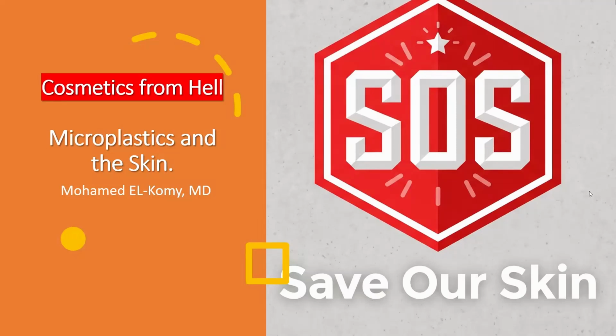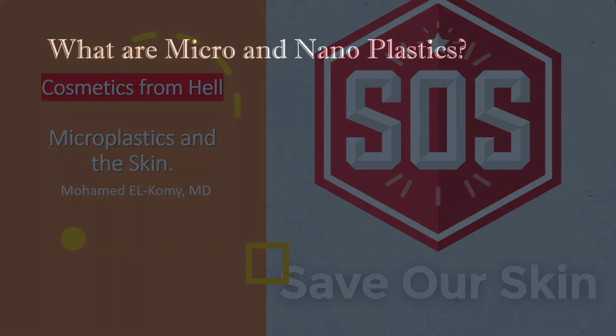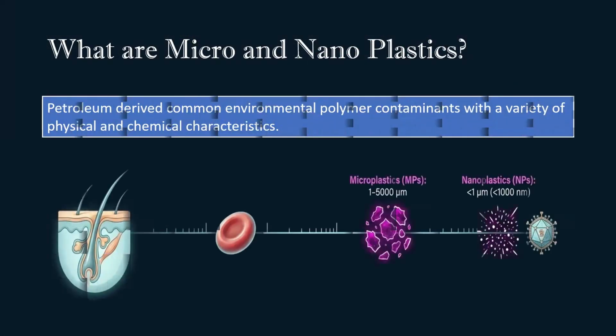Welcome to a new episode of 10 Clinical Minutes, where we will introduce the harmful effects of micro and nanoplastics containing cosmetics on the skin. Micro and nanoplastics are petroleum-derived common environmental polymer contaminants with a variety of physical and chemical characteristics. Thus, they are man-made materials that come from plastics including nylon, Teflon, and epoxy.